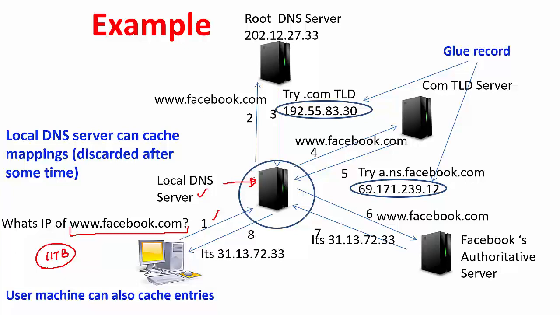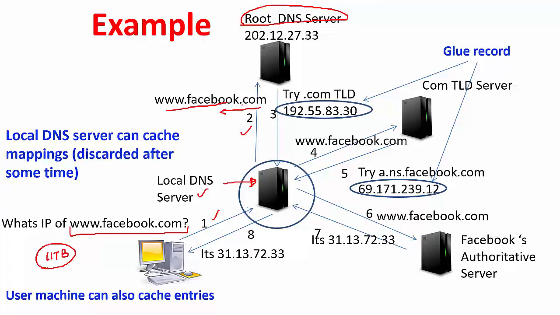So let's say it does not have anything cached. The first thing it will do is contact the root DNS server and ask it, can you tell me what is the IP address of facebook.com? Now the root DNS server knows only information about the top level domain. So it is going to process this host name from right to left.